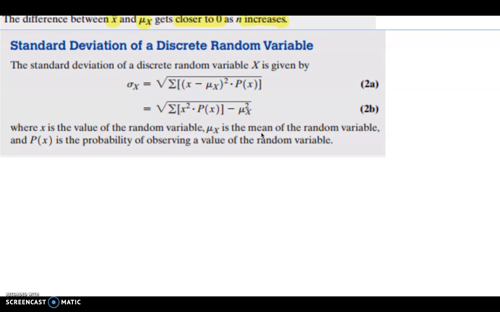Now, the standard deviation is a little bit more difficult to calculate, but a discrete random variable can have a standard deviation. Sigma of x is the square root of the sum of the deviation squared times the probability of x. But a more used formula is this one, which is the sum, and we're taking the square root because we're finding the standard deviation, of x squared times the probability of x. So instead of x times p of x, we take x squared times p of x, and then we subtract the mean squared from that. And that's going to be how we find the standard deviation.